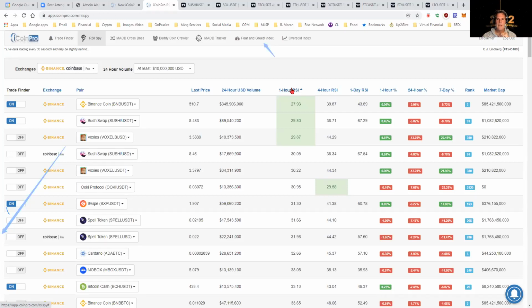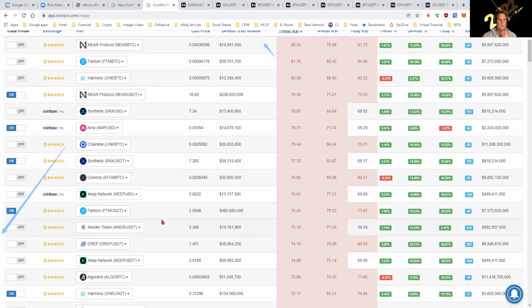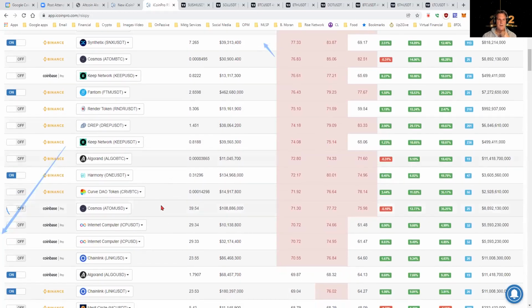You can sort this the other way if you want to look for something to short. Just about everything is overbought right now. A lot of these are Bitcoin pairs though. As far as something that's shortable, FTM's on this list. We looked at that earlier. Atom is one you could look at if you want to look for a short based on this information. ICP as well. These are two I've traded before, even Link.